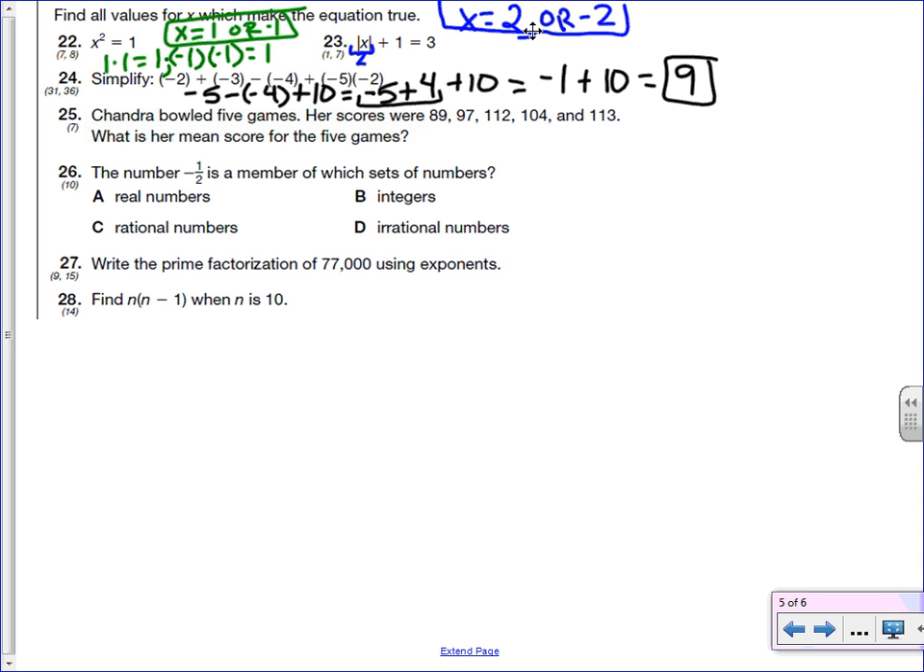Chandra bowled 5 games. Her scores were 89, 97, 112, 104, and 113. What was her mean score for 5 games? So the first thing that you do when you're finding the mean is you add up the numbers.